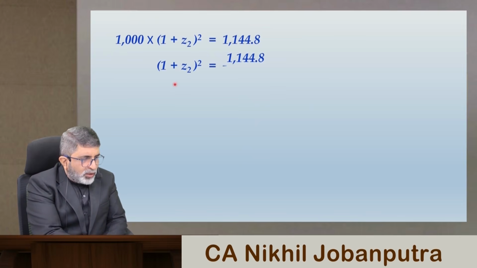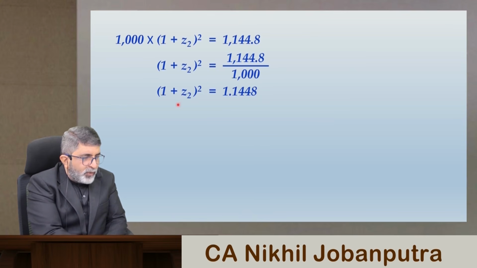So (1 + Z2)² will be 1144.8 divided by 1000, and when you solve it, what you get is 1.1448 as the value of (1 + Z2)². So if I want to find 1 + Z2, I have to take the square root of this, correct? Because (1 + Z2) whole square is this. That means the root value 1 + Z2 has to be the square root of this.